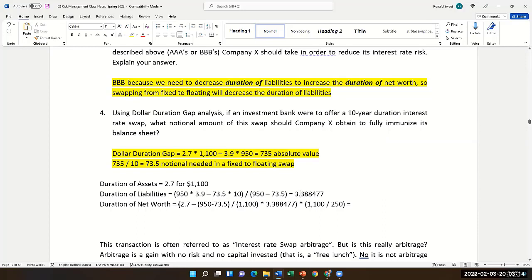3.388477. We plug all that in, duration of assets minus liabilities divided by assets times the duration of liabilities, and you can multiply all that up. I think this is actually 150. And when you do that, you'll get zero. So sorry for the confusion.